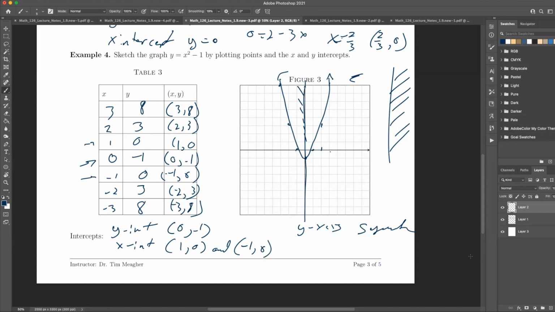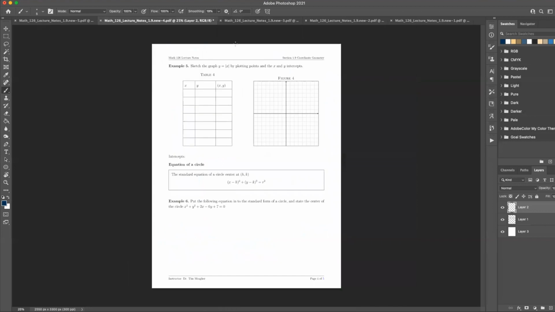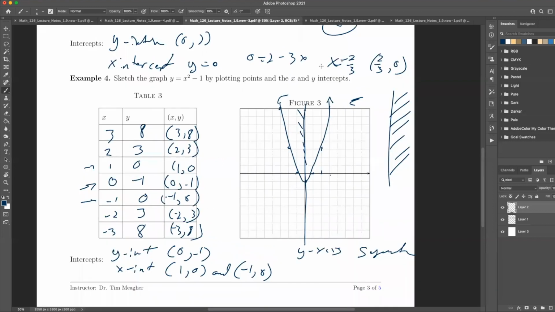Notice if it's a function, you're only going to have one y-intercept, but you may have multiple x-intercepts if it's truly a function. Okay, I'll leave that up for a second as you write it down, and then we'll do our last two and call it good.